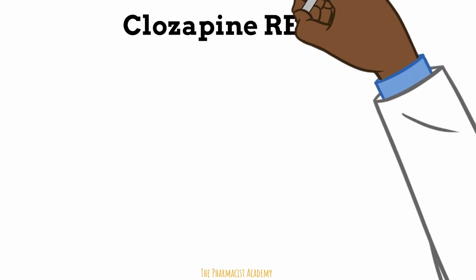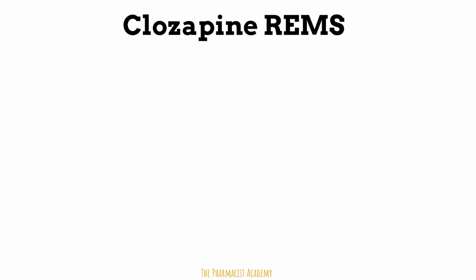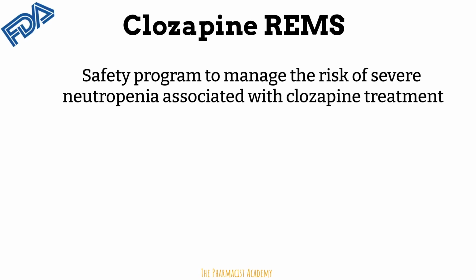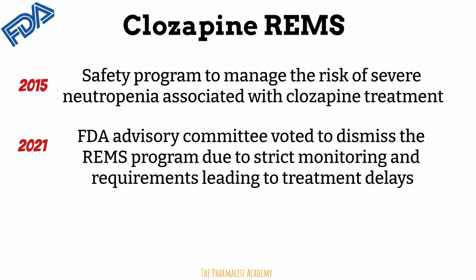This is done through the Clozapine Risk Evaluation and Mitigation Strategy, or REMS. This is a safety program required by the FDA to manage the risk of severe neutropenia associated with clozapine treatments. The official FDA-approved REMS was in 2015, but in 2021, the FDA Advisory Committee voted to dismiss the clozapine REMS protocol, citing it as a barrier to access because of the strict monitoring and requirements, leading to the need for retitration, psychological distress for patients, physical discomfort or withdrawal, symptom exacerbation, and even hospitalization.